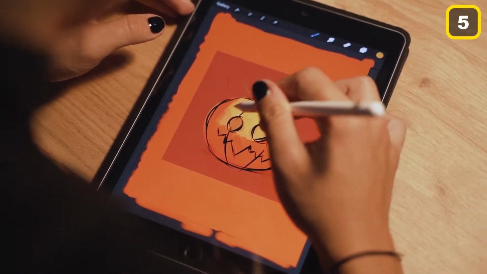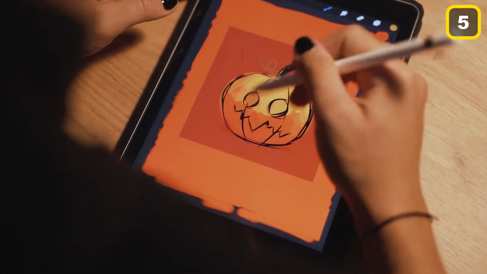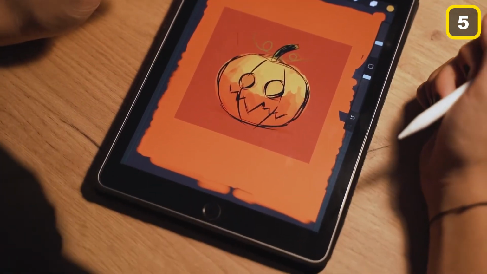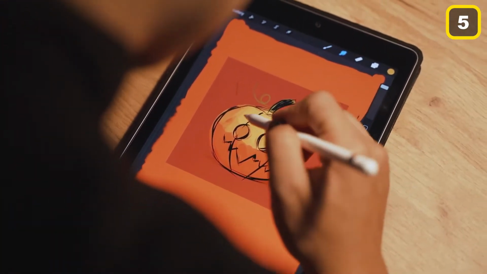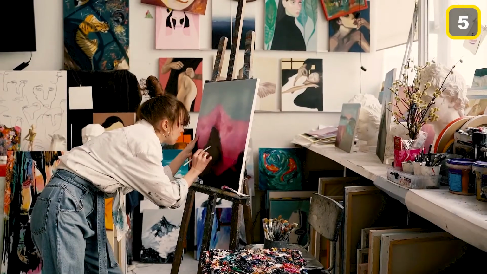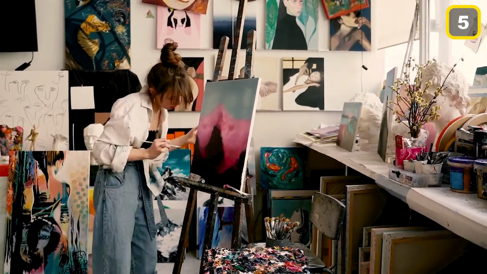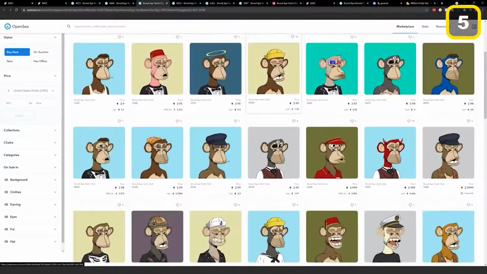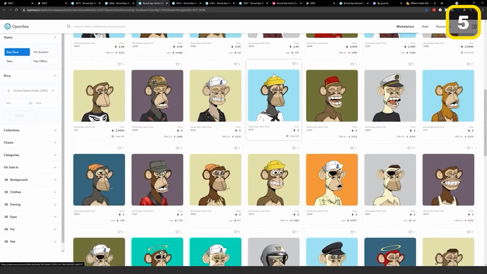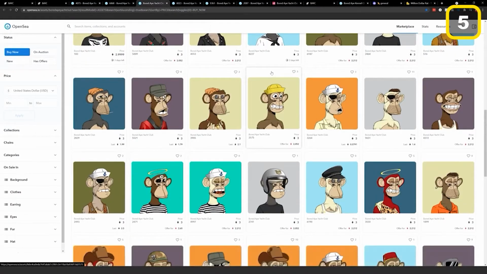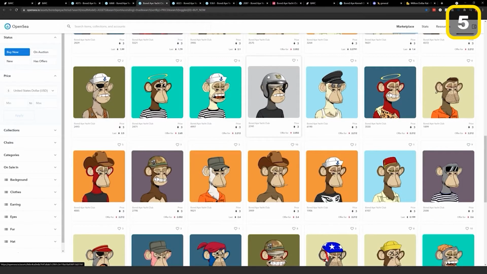Number 5, how to get the artwork. One of the major problems that might come up when you start this project is where to create the artwork that people are going to spend their crypto on. Well, if you're an artist yourself, the solution is to simply create the art by yourself. Otherwise, you have to go to certain websites like Upwork and hire freelancers to create your artwork for you.